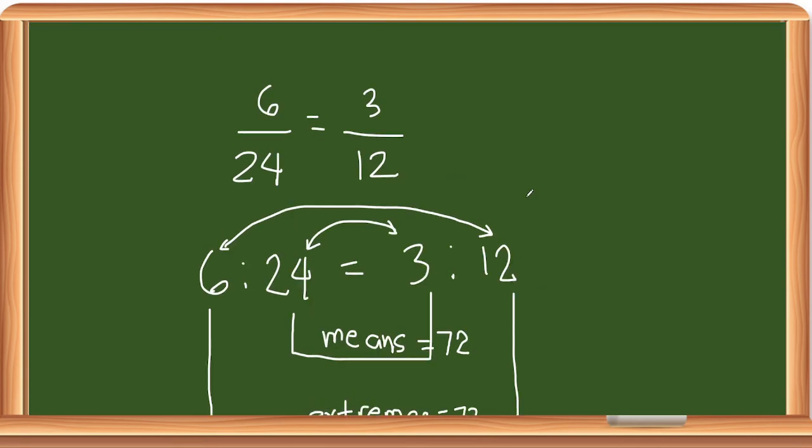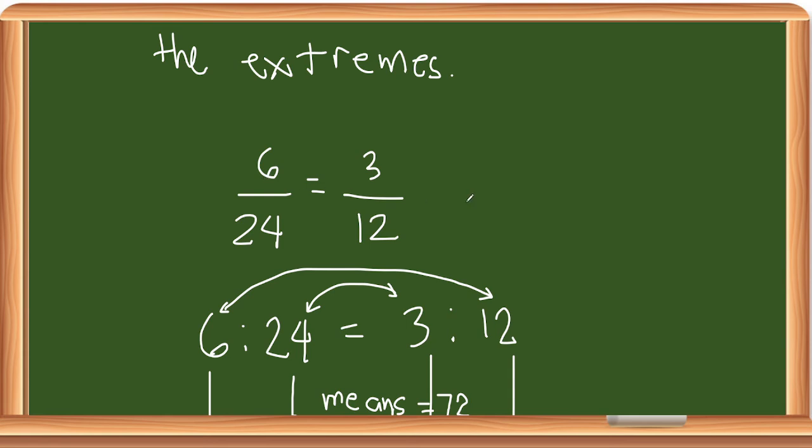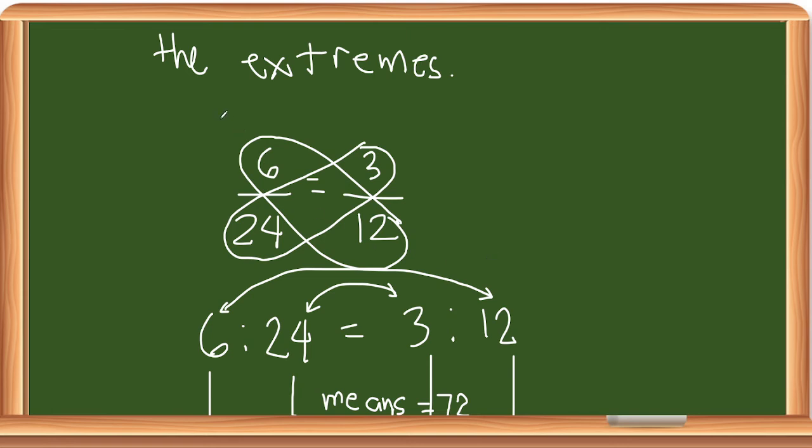Now, if you're going to express this in fraction, yung ratio, all you have to do is cross multiply, no? So this is 3 times 24 and 6 times 12. Cross multiplication. 6 times 12 is 72, as well as 24 times 3 is 72. Ganun lang, no? These are the means, and the extremes are the first and last numbers. Ito yung extremes, and the means, ito.